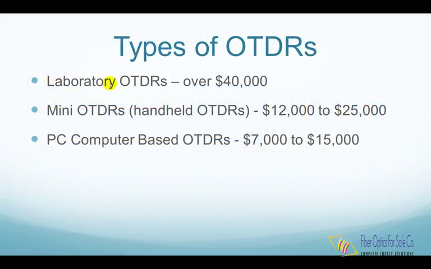There are three types of OTDRs on the market now. Laboratory OTDRs are typically used in test labs. They have extremely long range with many options. Mini OTDRs are portable and designed for field testing. They have built-in screens and provide data storage as traces are collected in the field. PC-based OTDRs connect with a personal computer and operate with Windows-based software. They allow saving traces on a disk and then transferring data between computers.